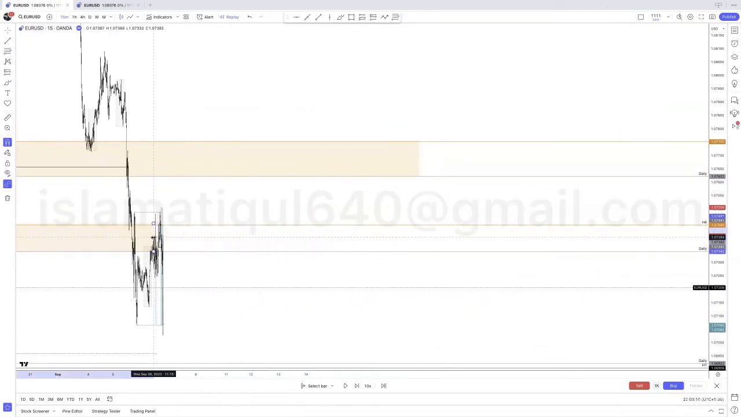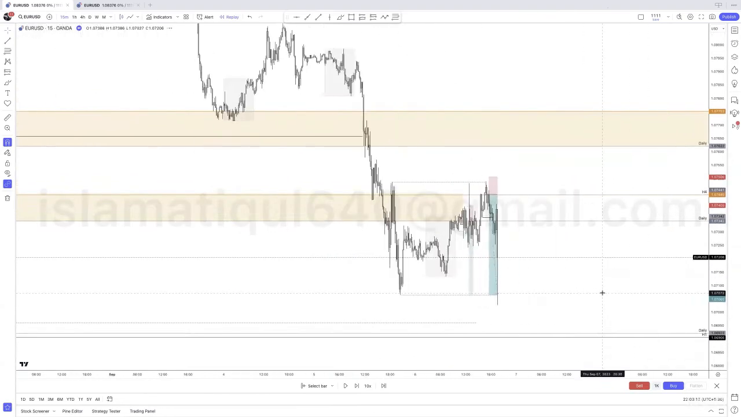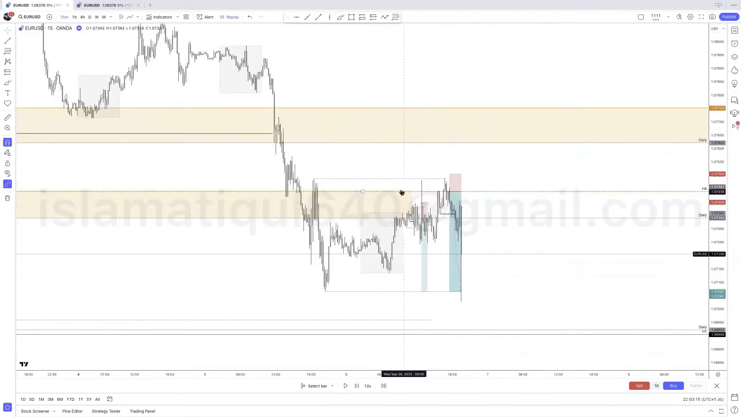Okay, so the zone held. See that? The zone held, but on the lower time frames, it's crazy. On the lower time frames, they're just messing around.